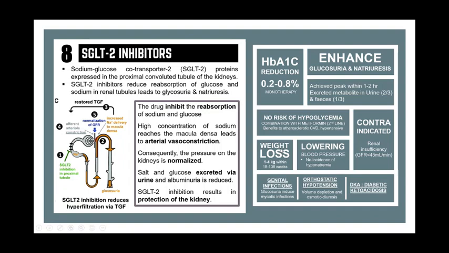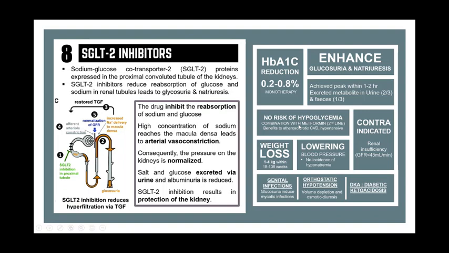SGLT2 inhibitors may be a useful option for obese patients and also for hypertensive patients because of their weight loss and anti-hypertensive benefits. Patients who are at high risk of hypoglycemia may benefit from a combination of metformin with an SGLT2 inhibitor because the risk of hypoglycemia with SGLT2 inhibitors is small when compared to insulin and sulfonylurea. So this can give benefit to atherosclerotic cardiovascular disease and hypertensive patients.